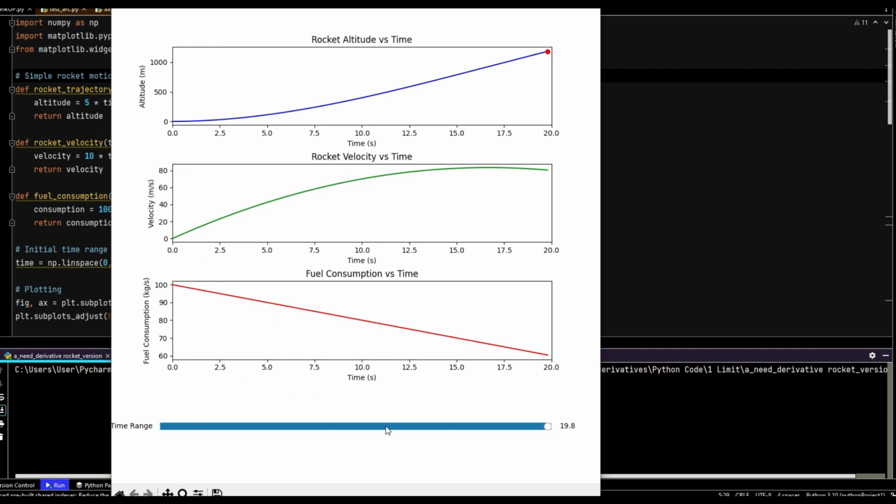I'm able to change the time and see how it behaves. With this, I'll be able to talk about where the payload should exit the whole system, so that it takes a particular velocity and goes around the Earth, or goes to the Moon or Mars or somewhere else. All of this calculation is linked to your derivative.